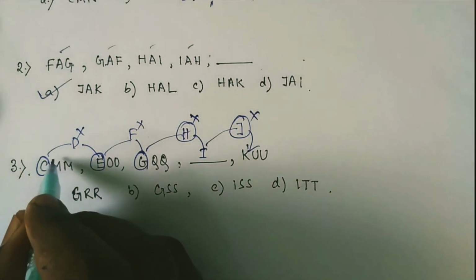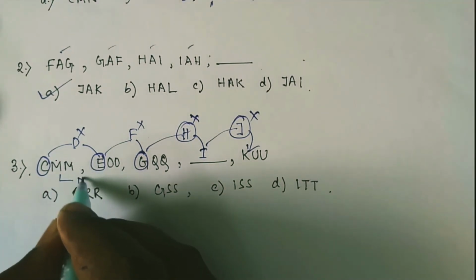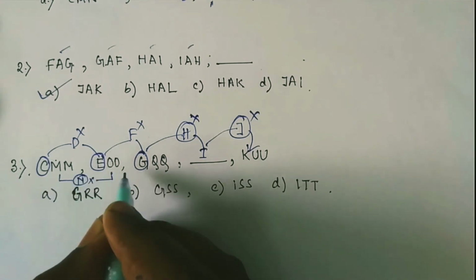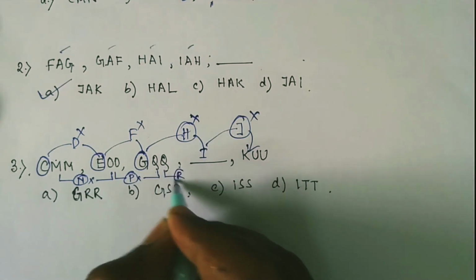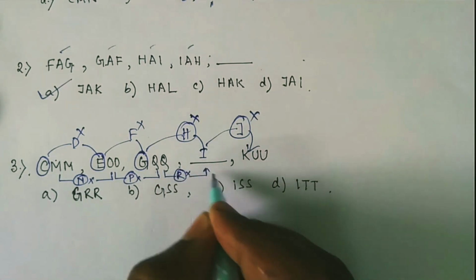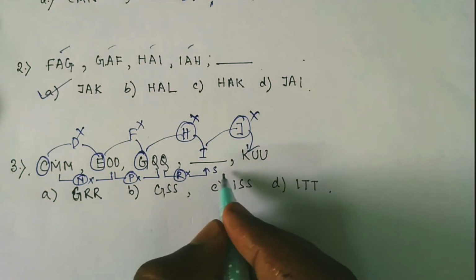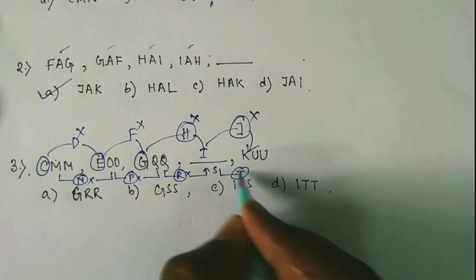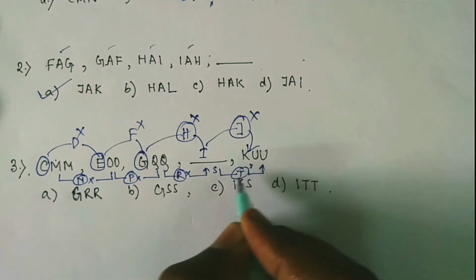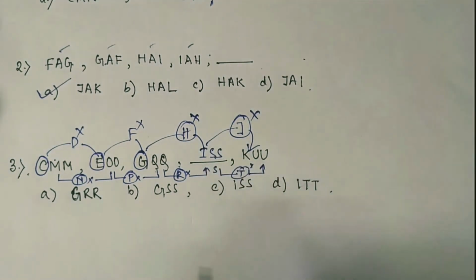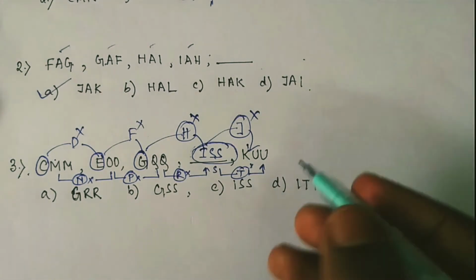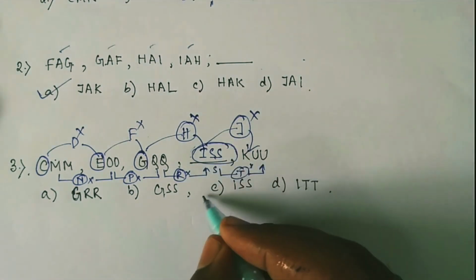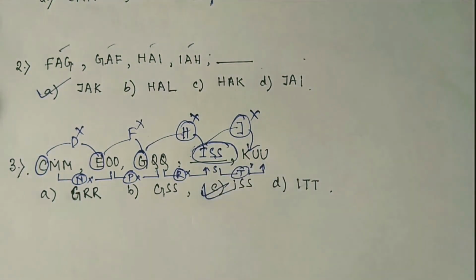If I see, M is there, N is missing, O is there, P is missing, Q is there, R will be missing. So here S should be there, right? And T will be missing, and after that U is there. So here it will be SS. So what does the answer come to be? It is ISS. So this will be the right answer.